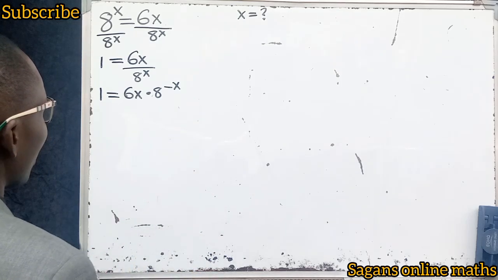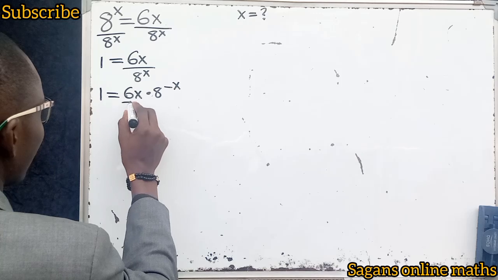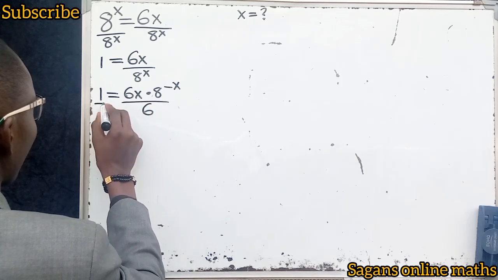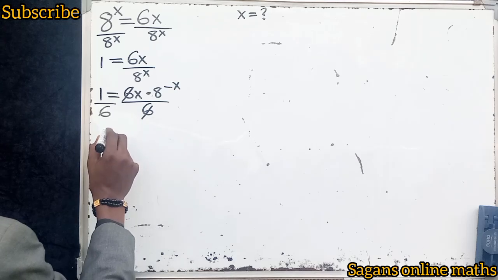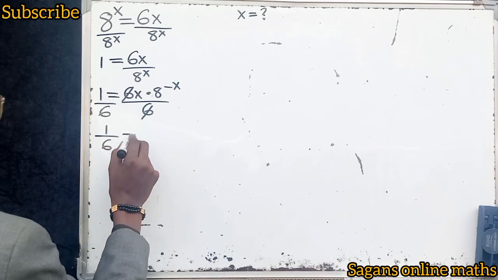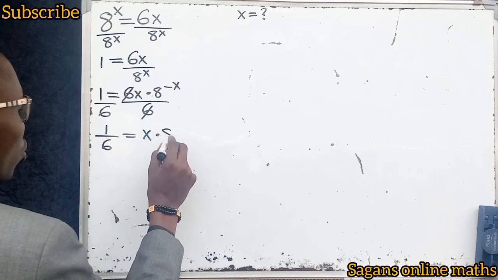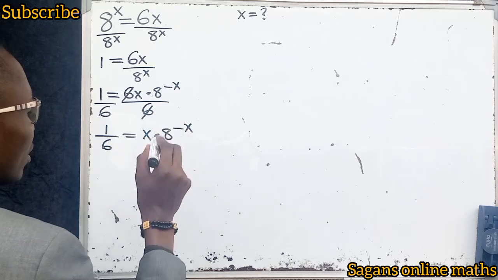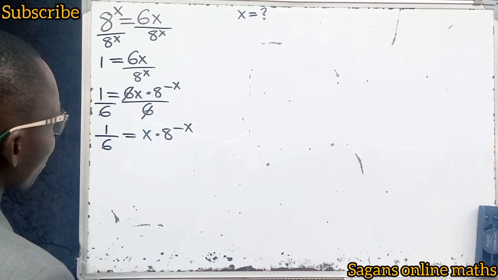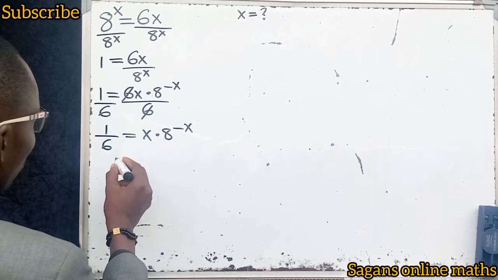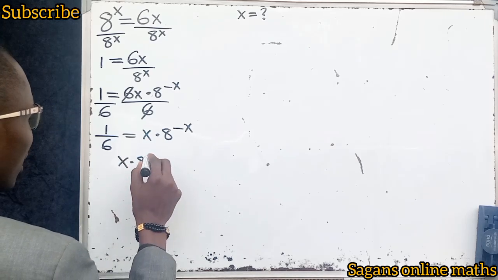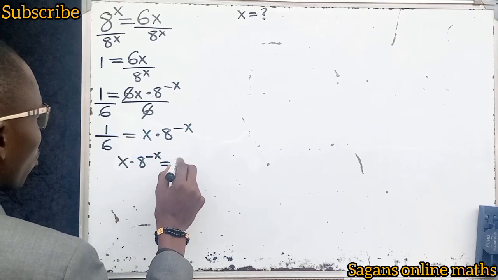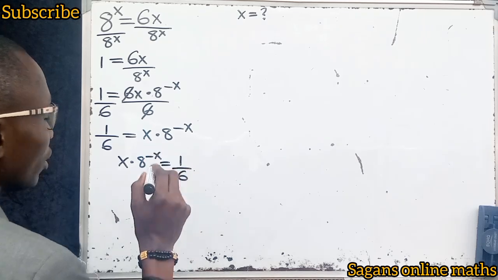Now let's divide both sides by 6, because our target is to look for the value of x. This will cancel out this. We are now left with 1 over 6 equals x multiplied by 8 to the power of minus x. We can also write this as x multiplied by 8 to the power of minus x equals 1 over 6. It's the same thing, nothing has changed.